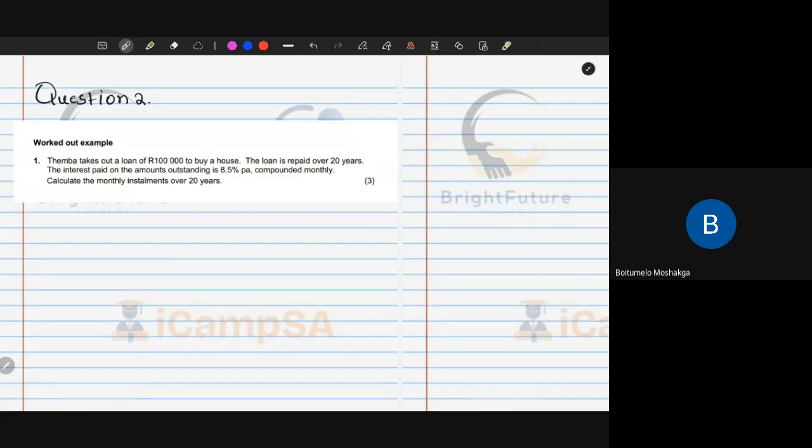Temba takes out a loan of 100,000 to buy a house. The loan is repaid over 20 years. The interest paid on amount outstanding is 8.5% per annum, compounded monthly. Calculate the monthly installment over 20 years.